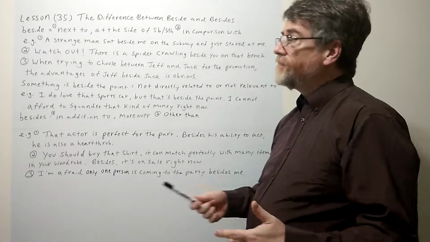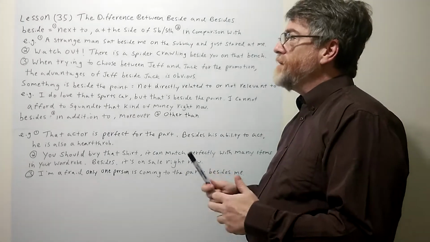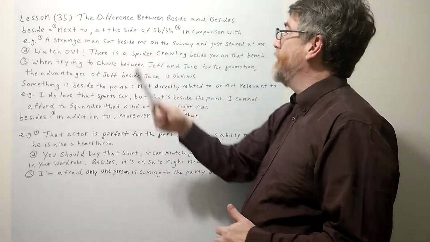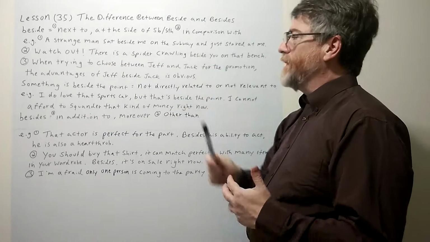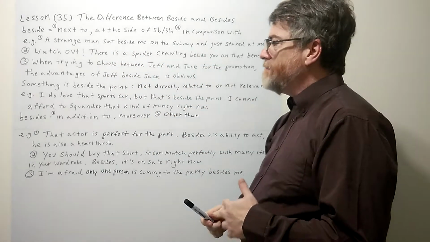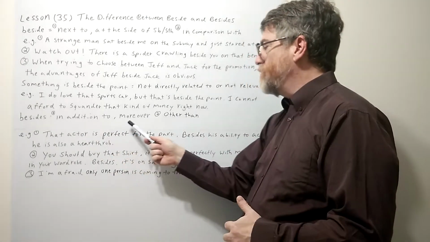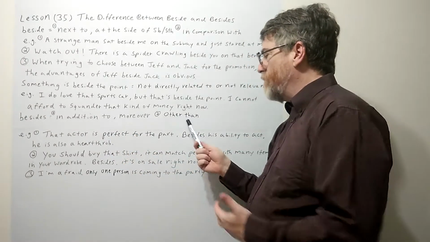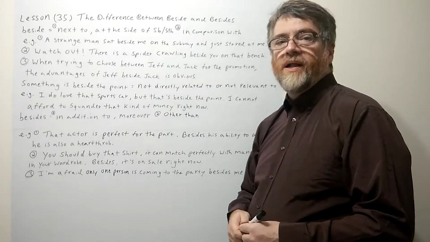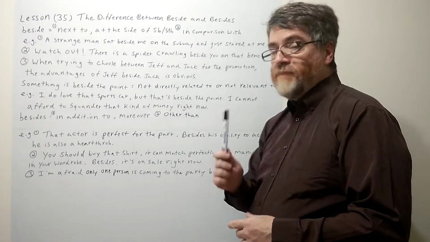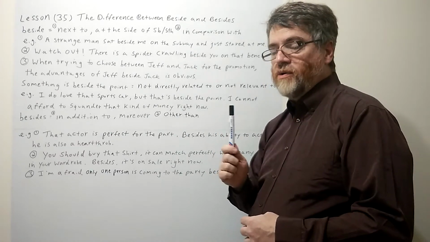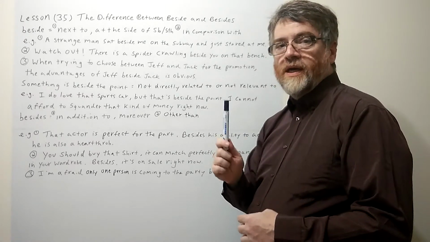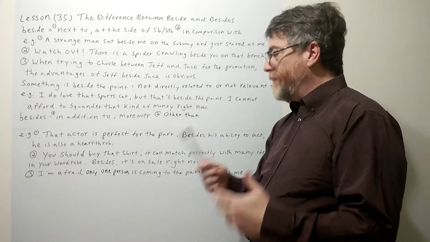Okay, so just to review quickly, remember the main meaning of beside is next to or at the side of. Sometimes we use it to mean in comparison with. The main meaning of besides is in addition to or moreover, and once in a while we use it to mean other than. Well, I hope that clarifies the difference. Be careful when writing the two. Make sure you have the right one if you're writing an article or a paper.